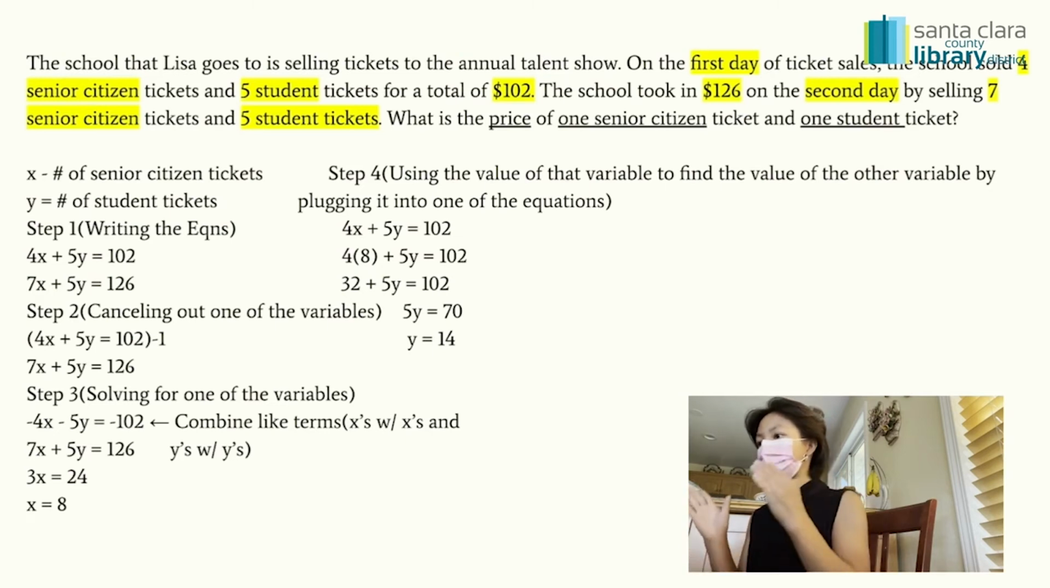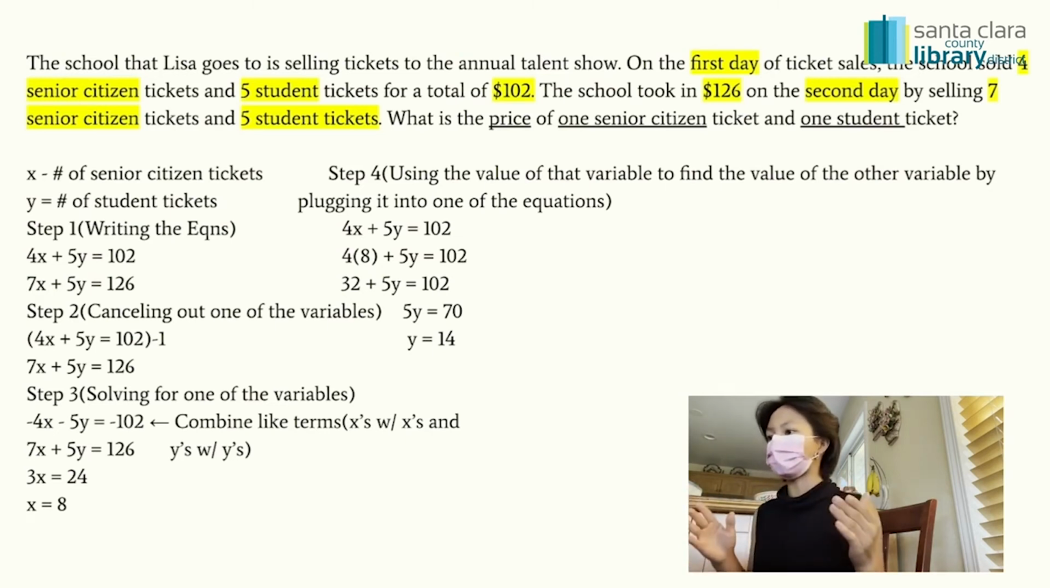So it becomes -4x minus 5y equals -102. Bring down the second equation, add those together. -4x plus 7x is 3x, -5y plus 5y cancels out. -102 plus 126 is 24. Divide both sides by 3 to isolate x, and we get x equals 8.